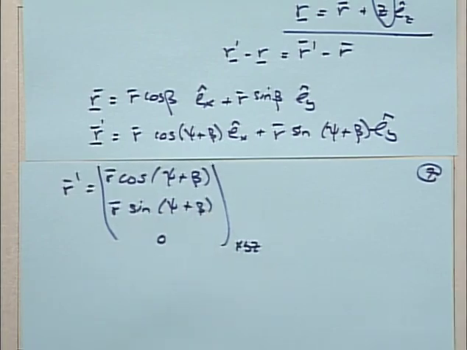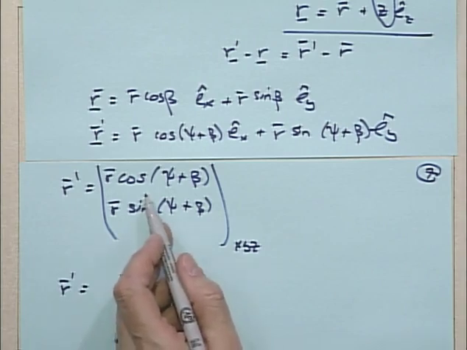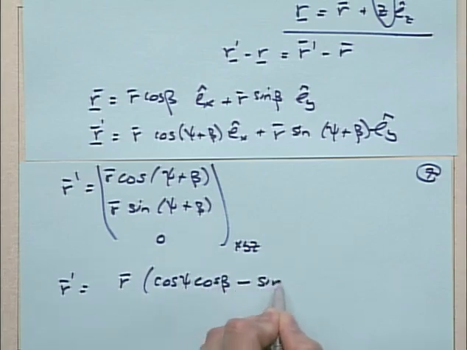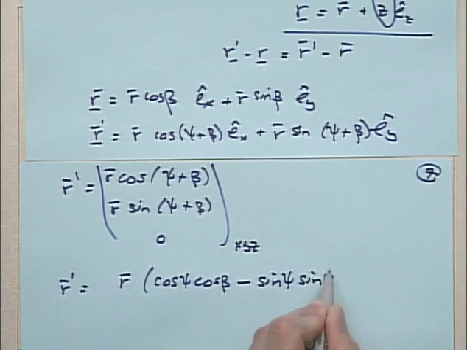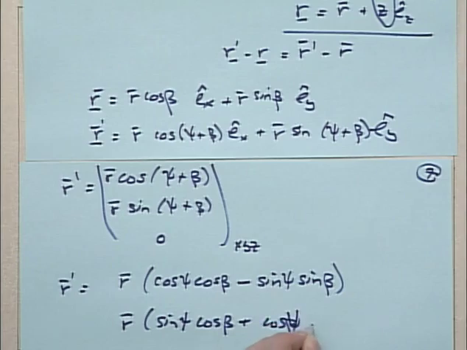And I can expand these using the sine and cosine of the sum of angles. And so I get R bar times, the cosine one is cos cos minus sine sine, so it's cos psi cos beta minus sine psi sine beta. And the sine one is sine cos plus cosine sine: sine psi cos beta plus cos psi sine beta.